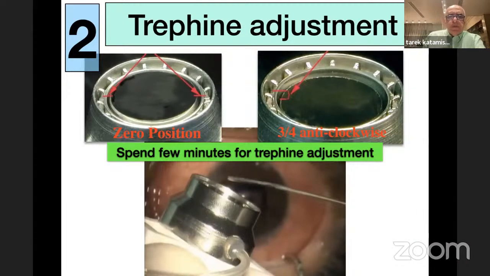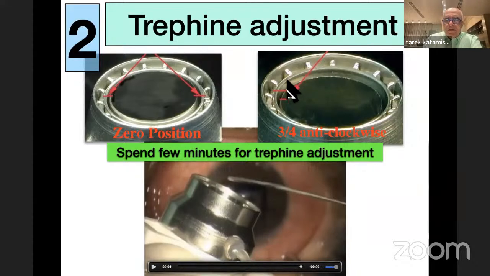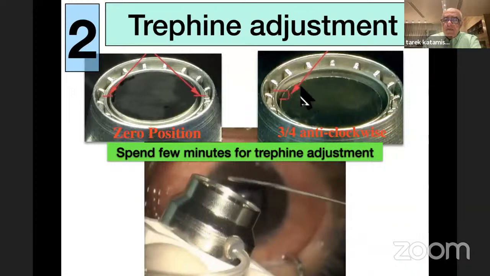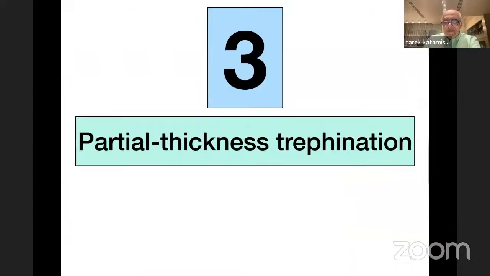But we don't like to put the trephine in this position over the eye. We have to withdraw the trephine for 3/4 turns to have a good grip and a good vacuum over the patient's cornea. So make the trephine at 0 position and then withdraw upwards, or anti-clockwise, for 3/4 turns.